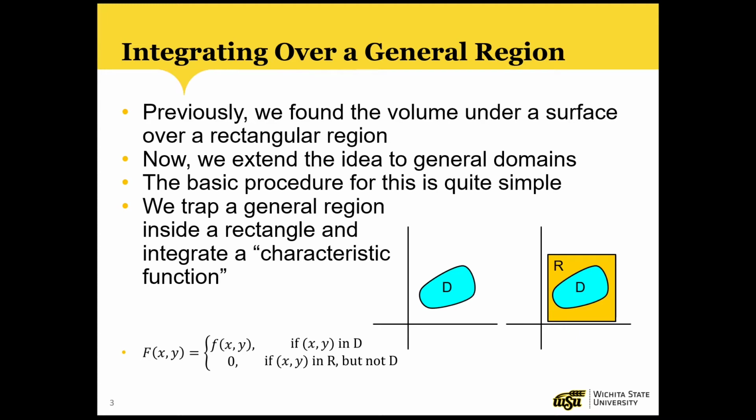What we do is we take our more general looking region D and trap it inside of a rectangle. In the rectangular part that's not D, we set the function equal to 0, and inside we set our new function capital F equal to lowercase f. All this means is that we don't need any new theory to integrate over a general region. We just use what we know about rectangular region integration.